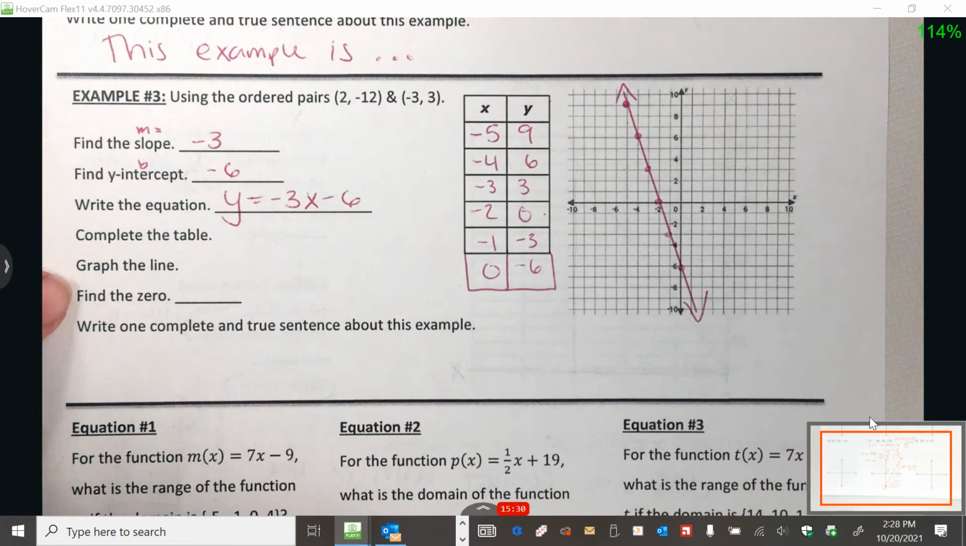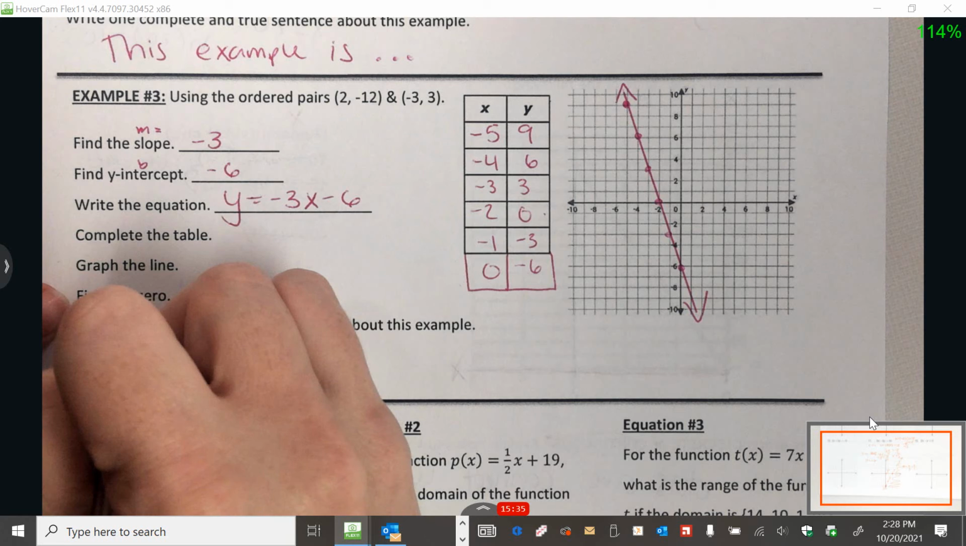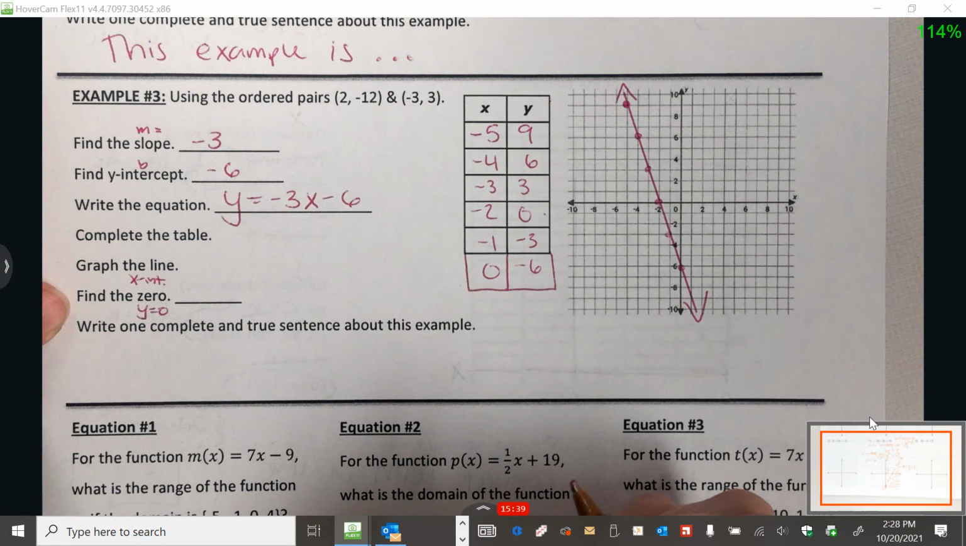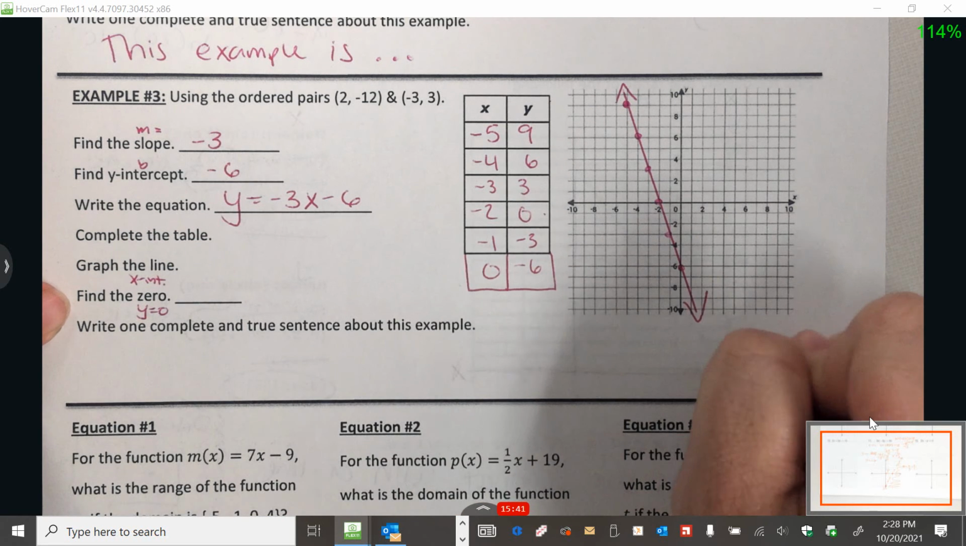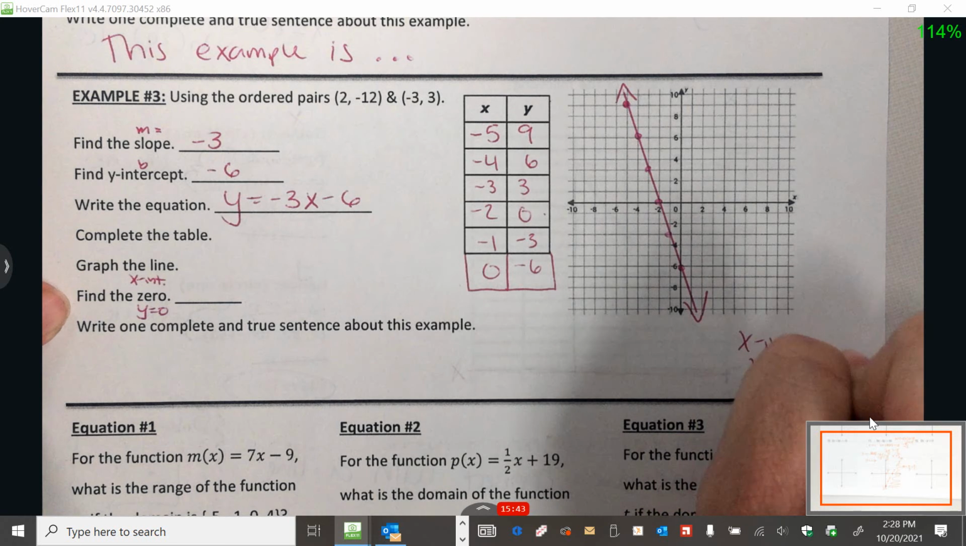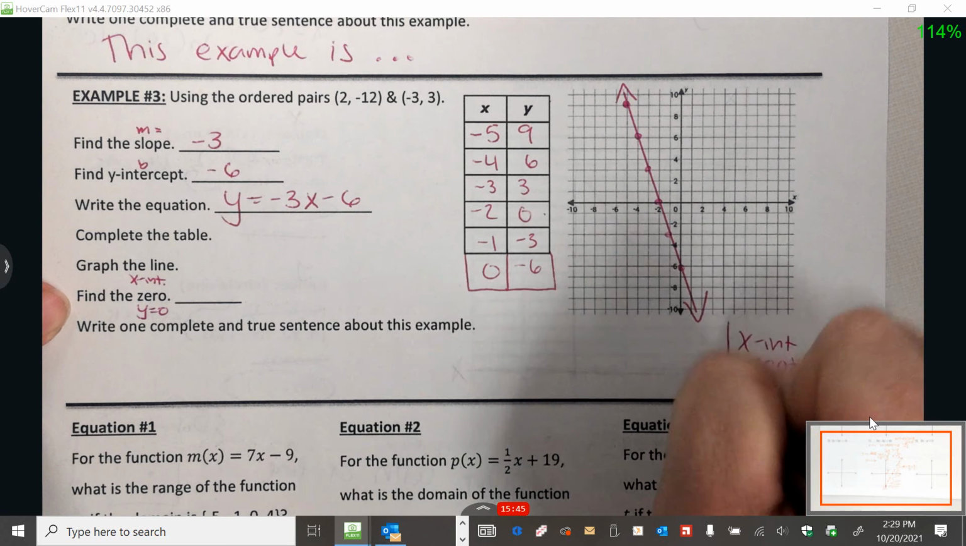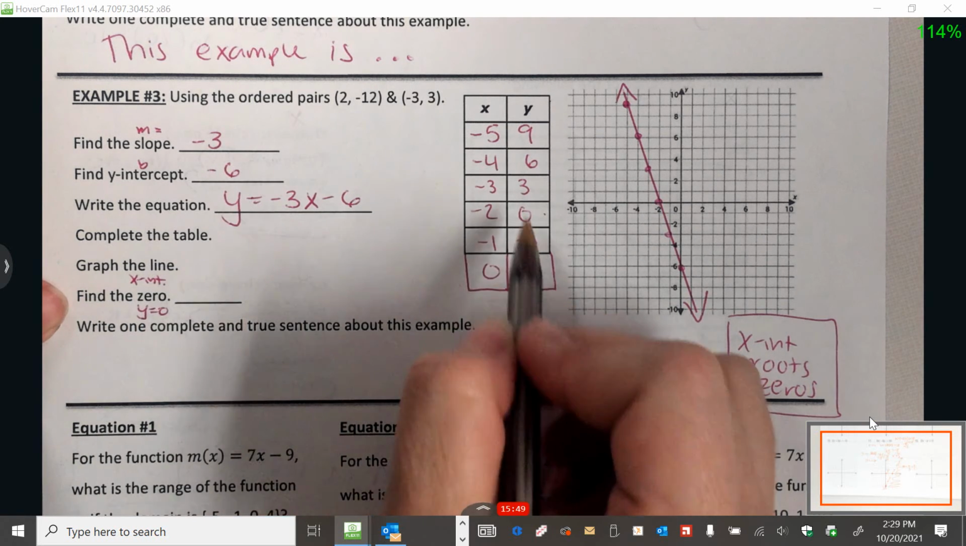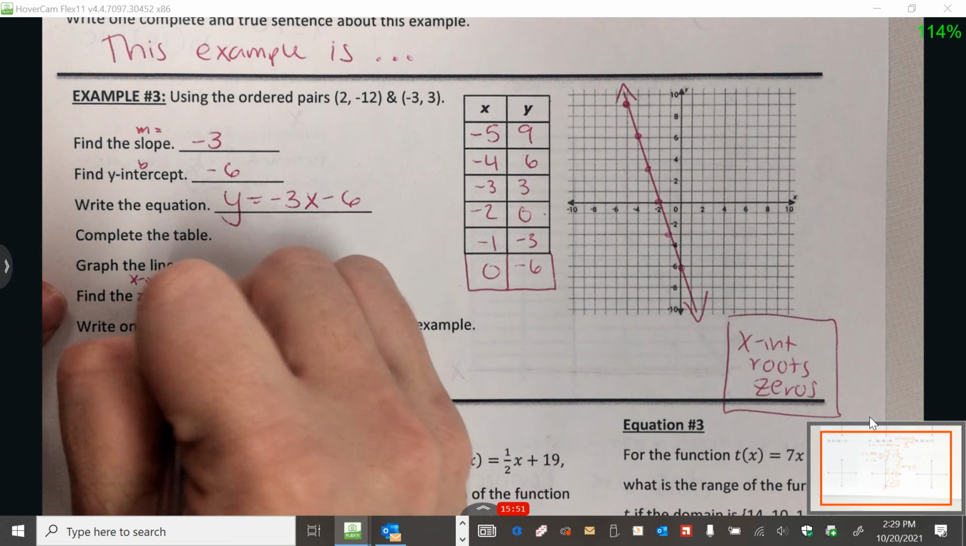Okay, now it says complete the table, graph the line. We did that. Now it says find the 0. Well, that's where y equals 0. It's also called my x-intercept. Okay, remember those are words for x-intercept. X-intercept is also roots, is also zeros. So my x-intercept is where y equals 0, negative 2, 0.